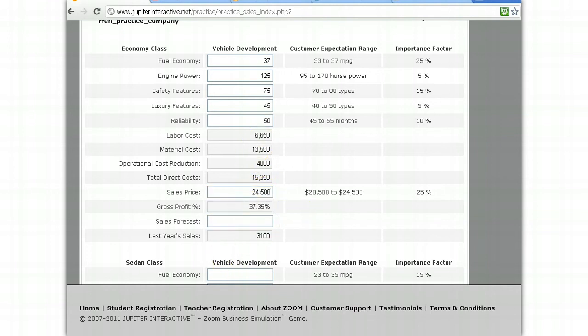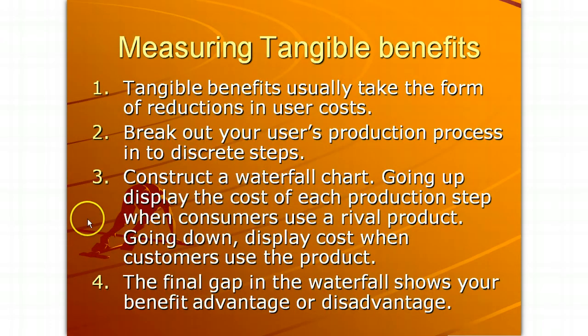Okay, so there's an example from the Zoom simulation. So that's a tangible benefit of the cost reductions by investing in those. So that's an example from the simulation we're using. And there are many examples now out there as well, which I'll go over a few in a minute.